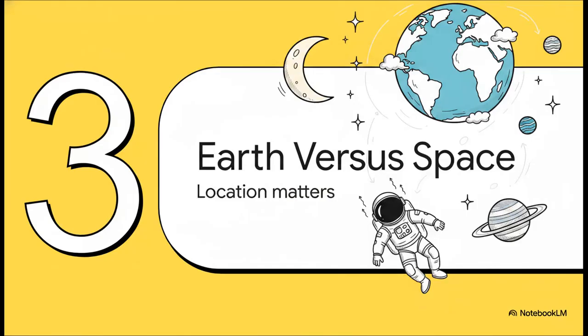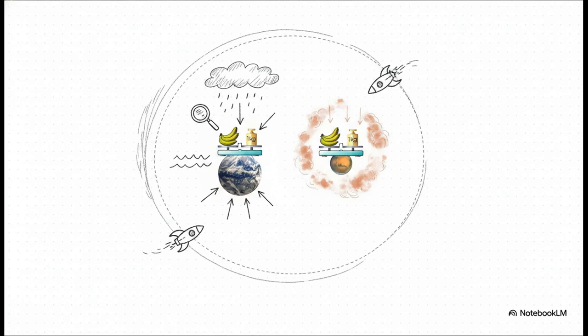Which brings us to section 3, Earth versus space, where location really matters. Let's run a little cosmic thought experiment here. Say our bananas possess exactly 1 kilogram of mass on Earth. Now, what if we take those bananas to Mars? They're still exactly 1 kilogram. The physical stuff inside them hasn't changed one bit. Mass is an absolute constant, no matter where you travel in the universe.